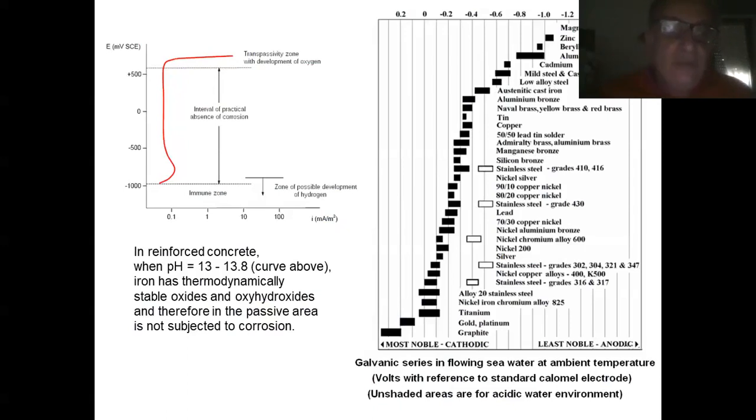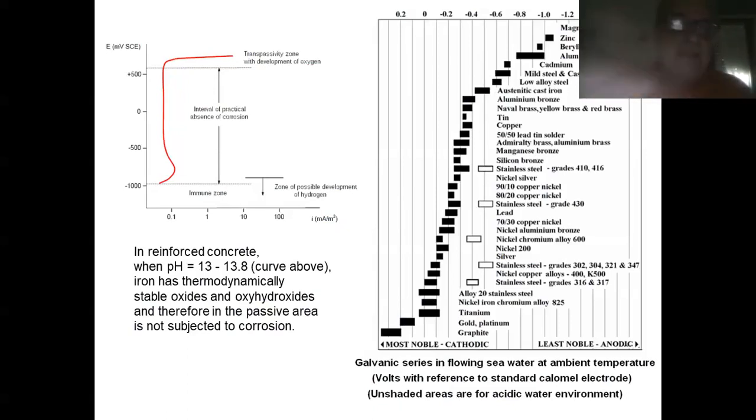Absolutely immune from corrosion because it's an active zone. Then you have this interval. It is very interesting because this doesn't happen for reinforced concrete at other pH. But at a very alkaline pH, what you have is thermodynamically stable oxides and hydroxides of iron inside. Please remember, iron is inside the concrete. You have iron bars inside the concrete. The environment is very alkaline and it's really very protected.